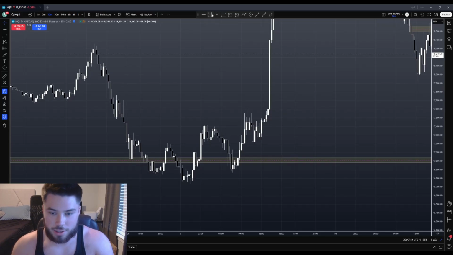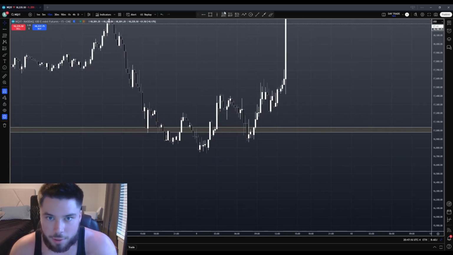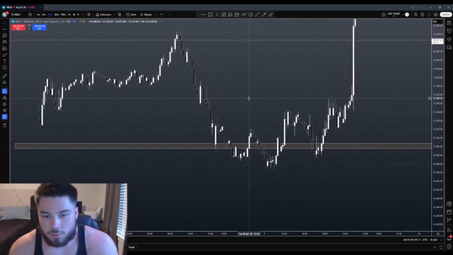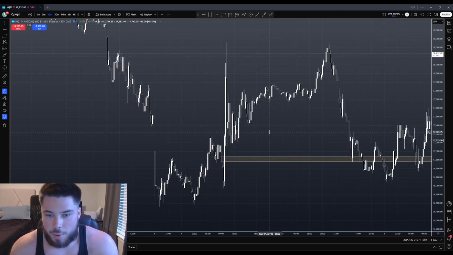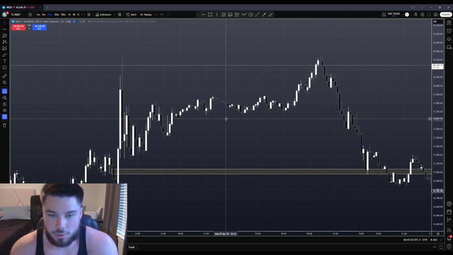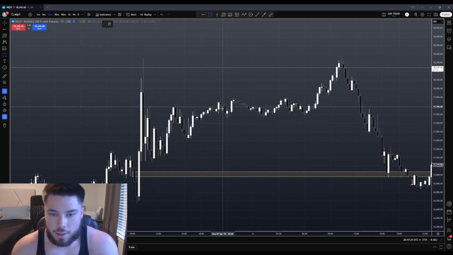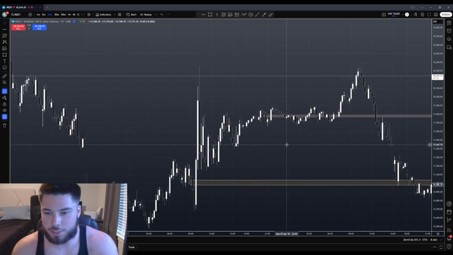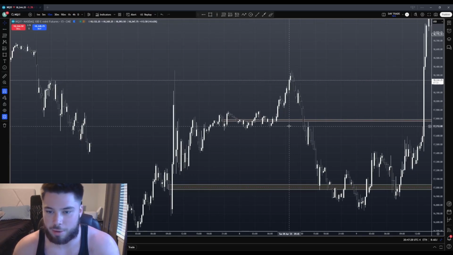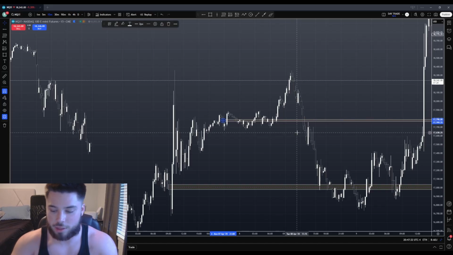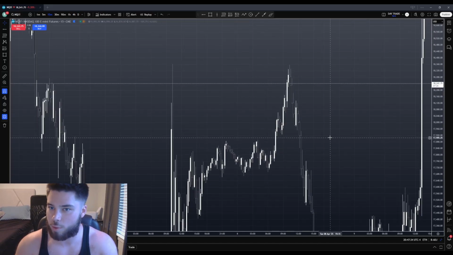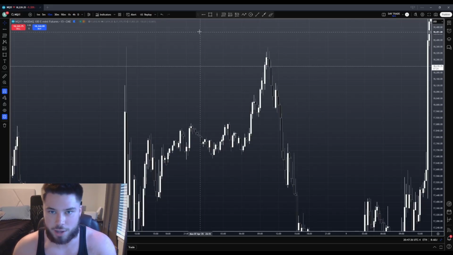Same with something like this. Let me find another one. Here's another inversion. This is the one we went over. Something like this, I'm not paying as much attention to, because price is just going to trade above and below it. I don't think price is seeking anything in this range because it's the middle of the range. Usually the edges of the range are what people are aiming for.